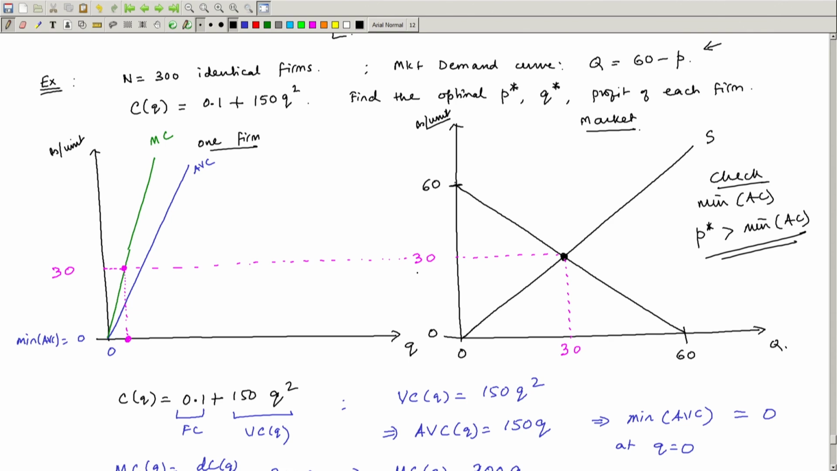I hope you have been able to identify and confirm that the price P star was indeed greater than the minimum average cost when the cost curve of the firm was C equals 0.1 plus 150 Q square. I would also suggest you repeat this entire example by considering a new demand curve. Keep everything else the same, the cost function to be the same, 300 firms, but suppose now the new demand curve Q prime is, let us say, 80 minus P, right. If you had this as the new demand curve, find out what your new equilibrium price is going to be, identify the new equilibrium quantity traded, and also identify what is the quantity Q star of each firm.